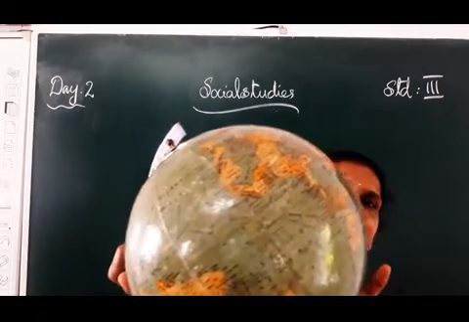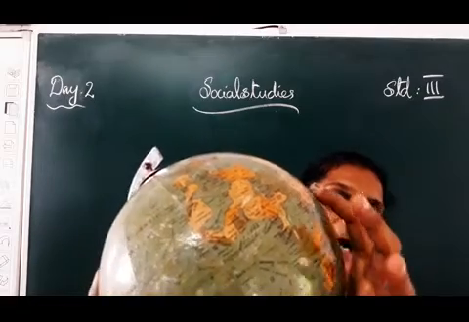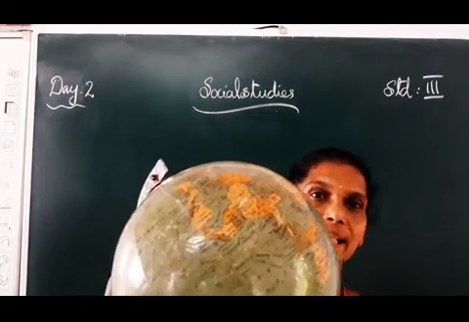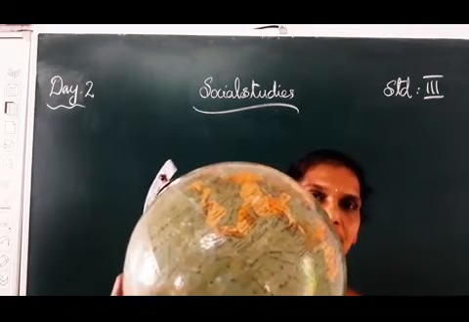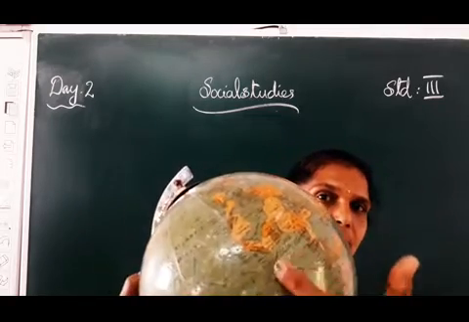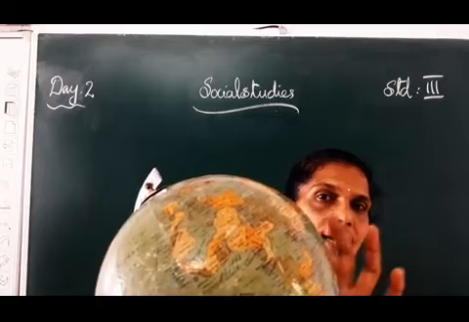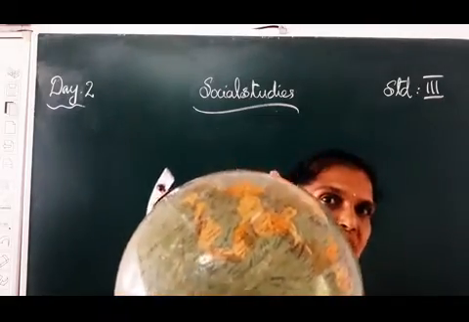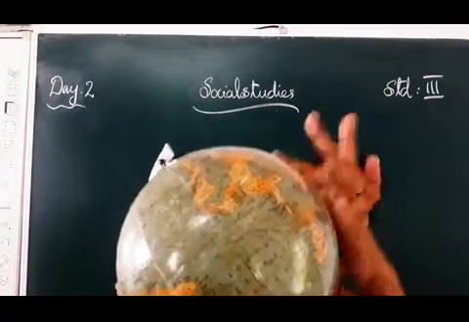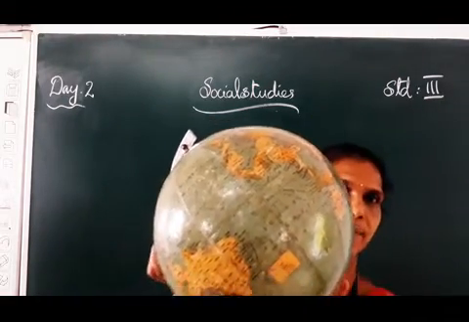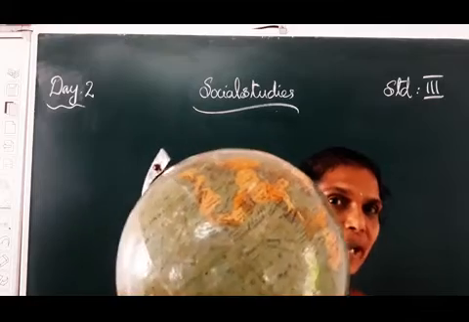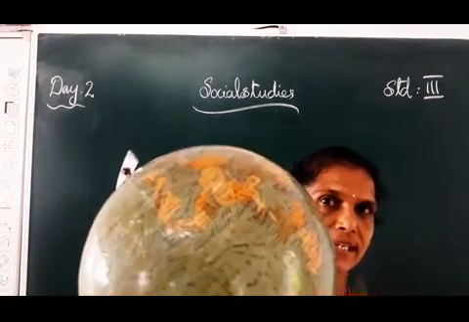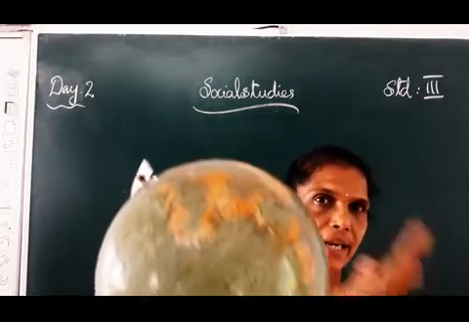See here, a line passing through. What is that line's name? Equator. And see, this equator divides the globe into two parts. One portion is here, one is here. See children, in total this is one round shape, isn't it? So the equator divides this into two. One portion is here, one is here.